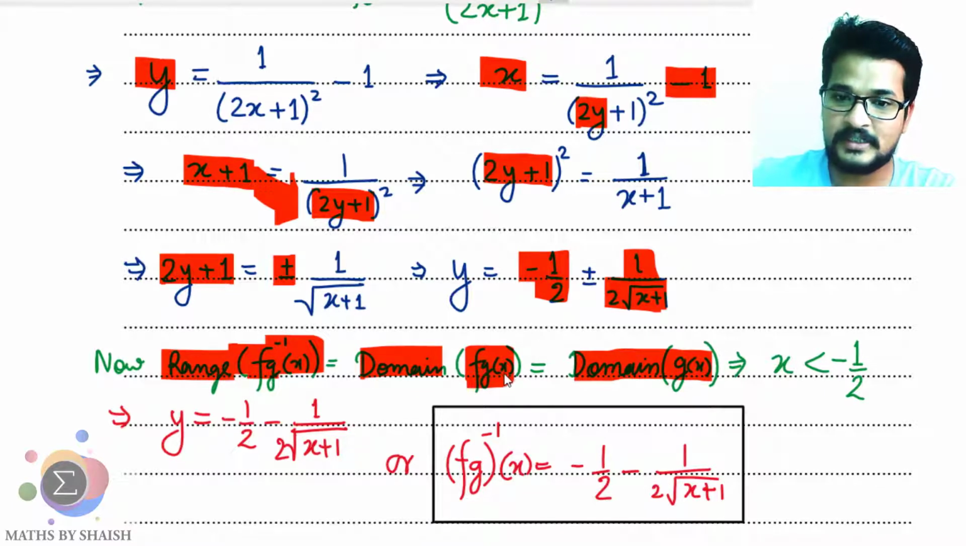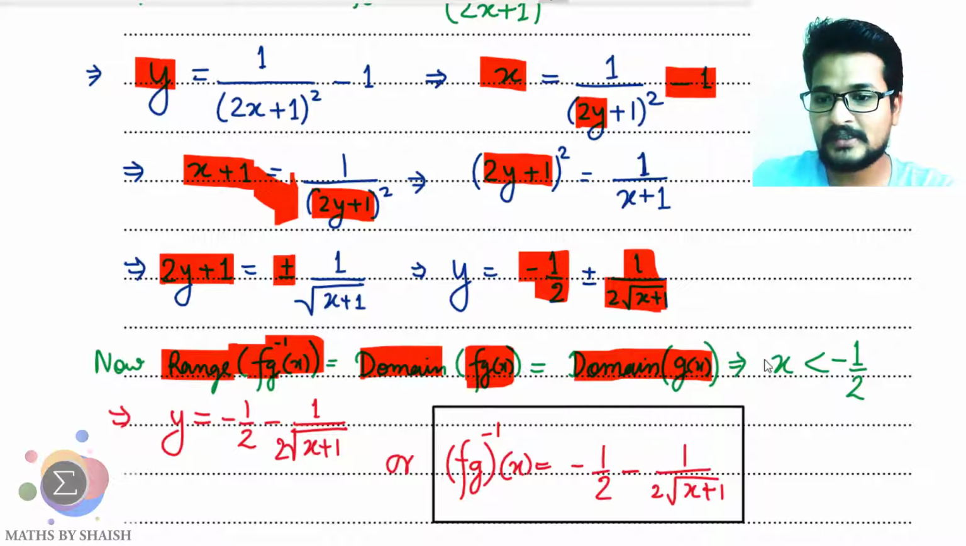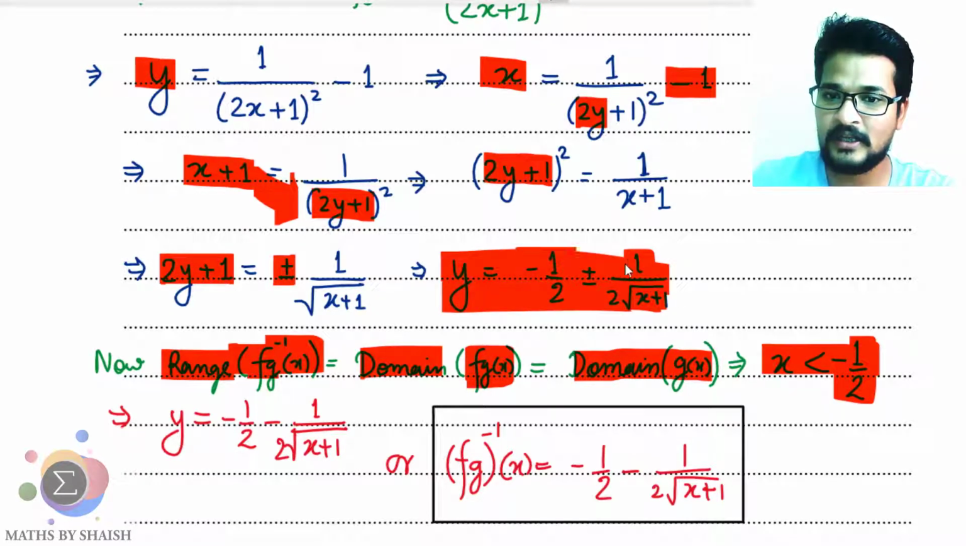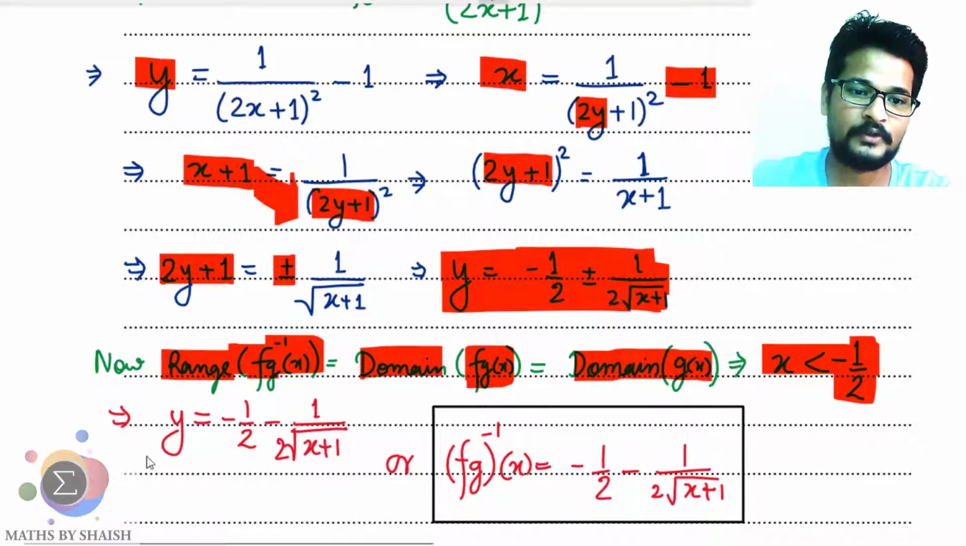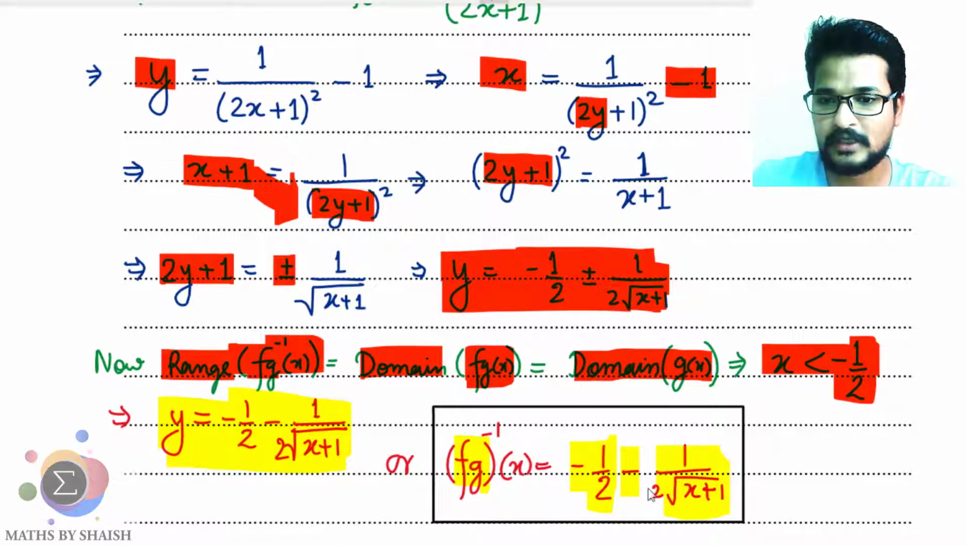And for f g x to be defined we need to see the domain of g x, and that is x is less than minus 1 by 2, it is given. So the inverse function has to be less than minus half, and for that we have to take only the minus sign, not the plus sign. So finally we got y equals minus 1 by 2 minus half root x plus 1. So we can write fg inverse x as minus 1 by 2 minus 1 by 2 root x plus 1.